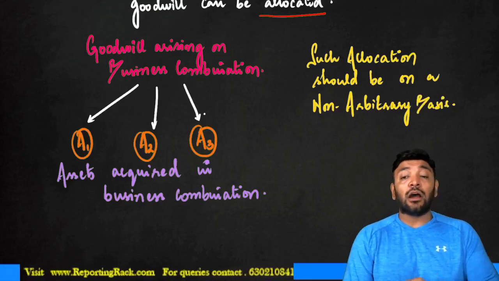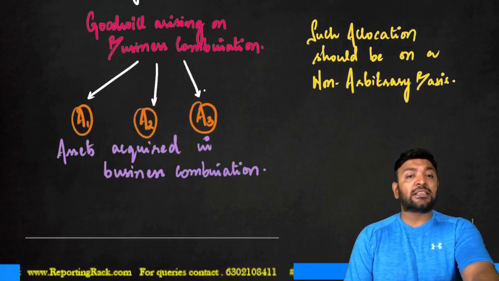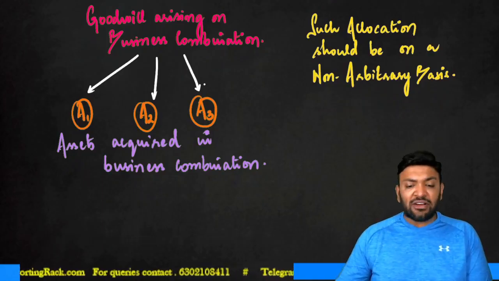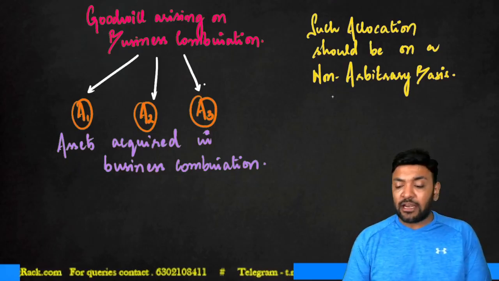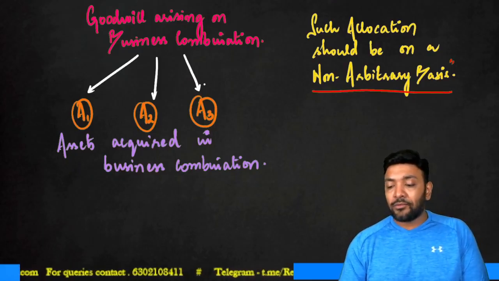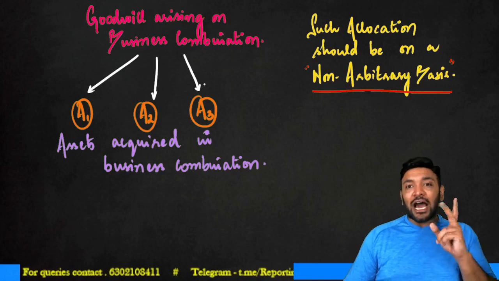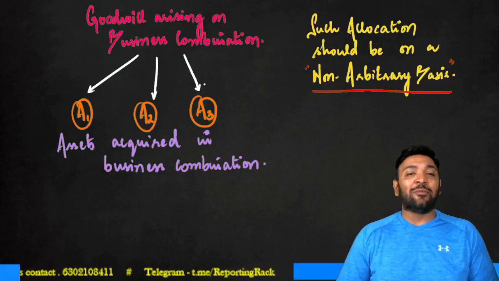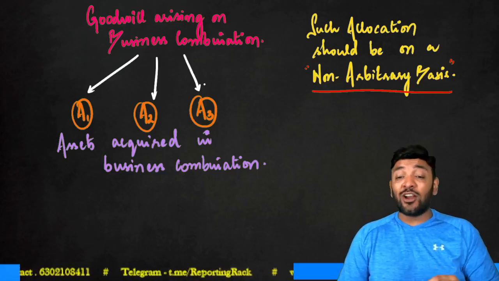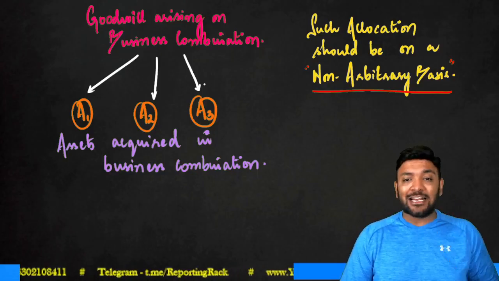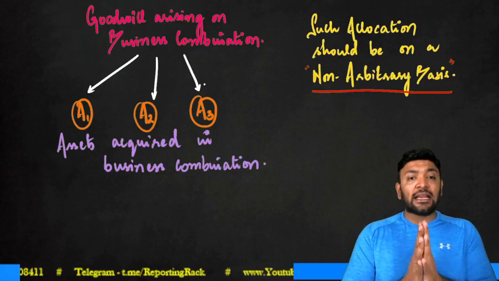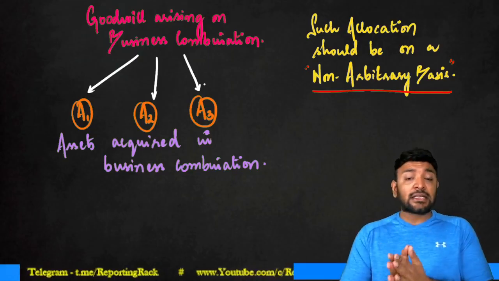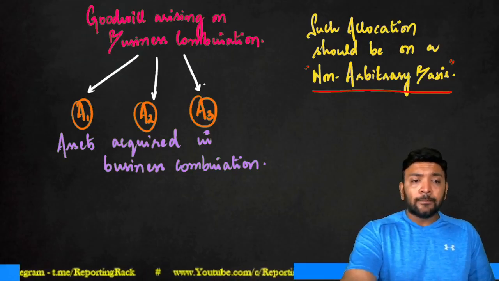Should be on a non-arbitrary basis. The question comes up, what is this non-arbitrary basis? I'll tell you what an arbitrary basis is, so that you will understand what this term non-arbitrary basis is, because this term is not defined by the standard. So let's go by the general logic of what you mean by arbitrary allocation. Therefore, you can understand what is non-arbitrary allocation.